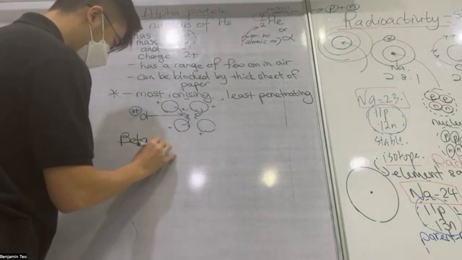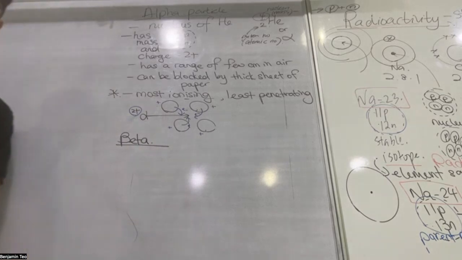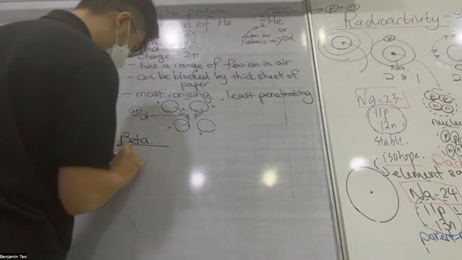Okay, after we do gamma, then you can take down this one. Yeah, now beta particle.